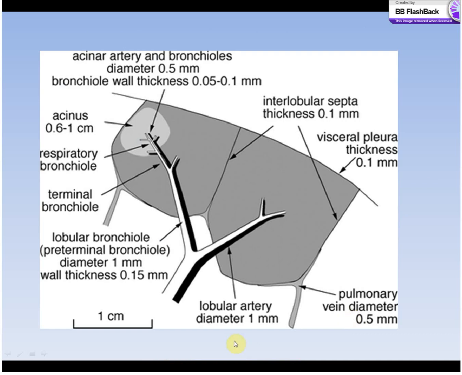I'm going to skip this slide. It's just another diagram of what we just mentioned.